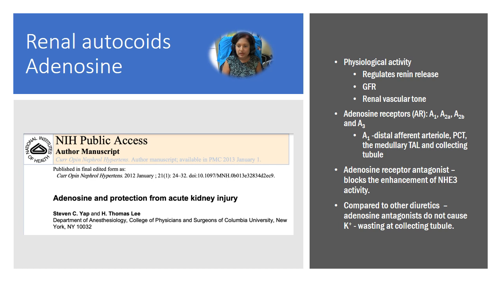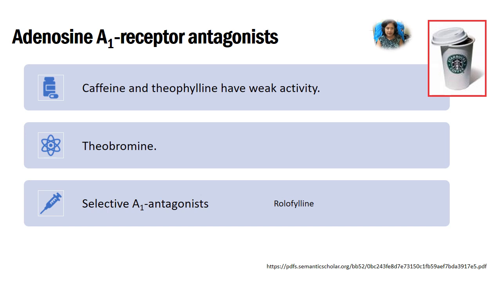Adenosine is known to affect the transport in the proximal convoluted tubule, the thick ascending limb of Henle's loop, and the collecting duct. These receptors, when they are antagonized, have been found to block the enhancement of the sodium hydrogen exchanger activity. And what happens is this causes the diuretic activity. They also do not enhance potassium secretion, so they prevent potassium wasting. Some examples of these antagonists include the selective rolofylline. The others include caffeine and theophylline, which have weak activity, and theobromine.